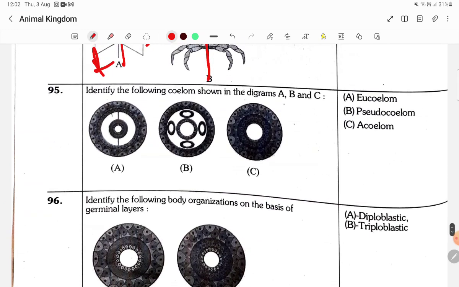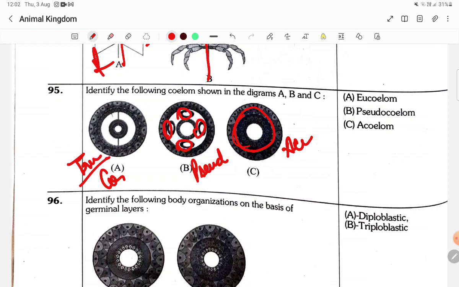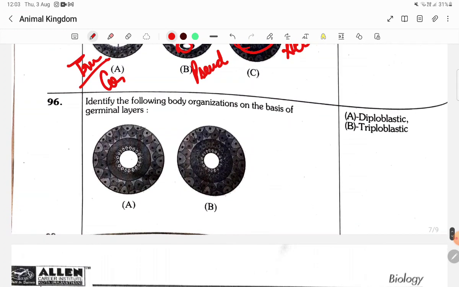Coming on next question, identify. This is proper coelom. This is pseudocoelom because here we have patches. And this is acoelom because here the cavity is absent. So this is acoelomic. This is pseudocoelomic. And this is true coelomic, eucoelomic, all the things are same.